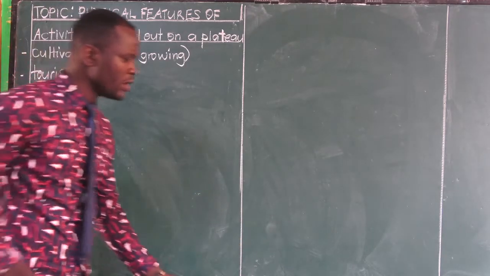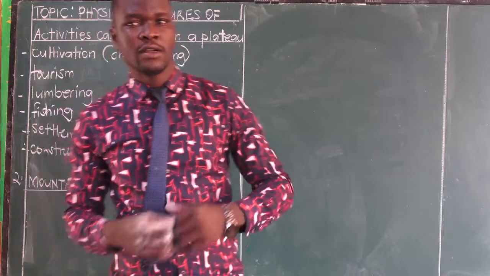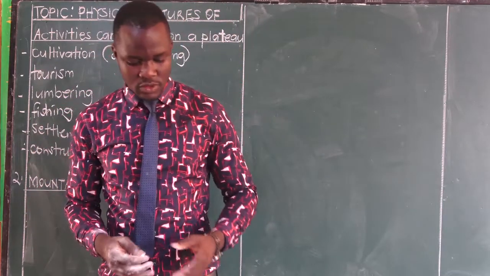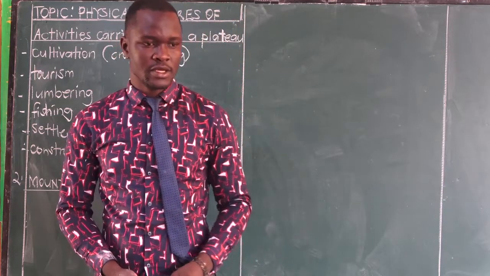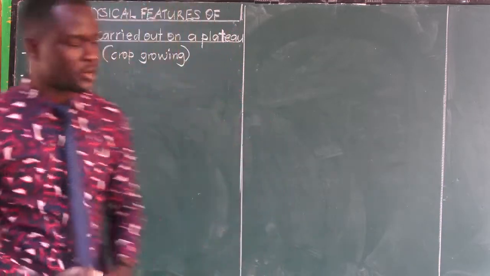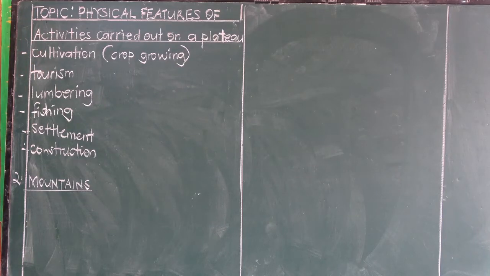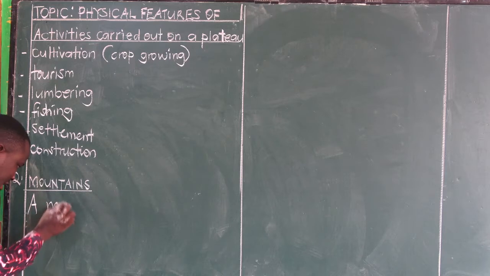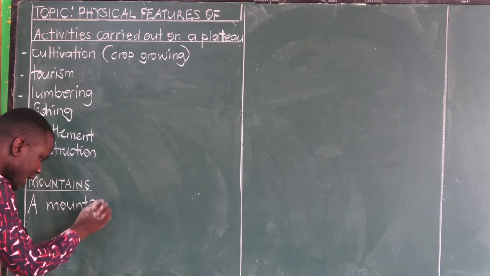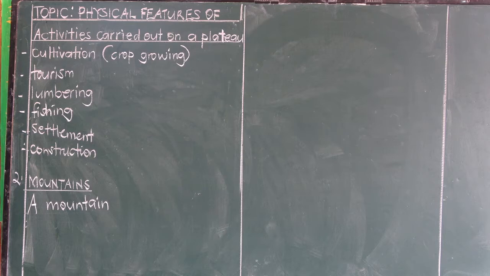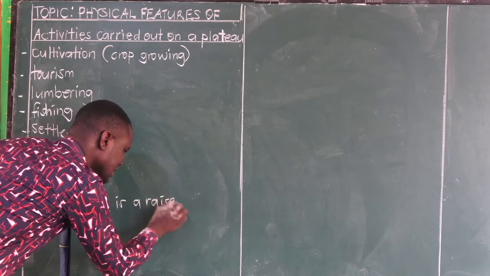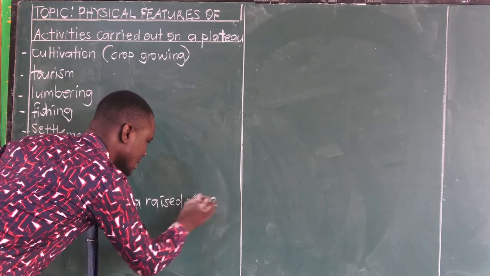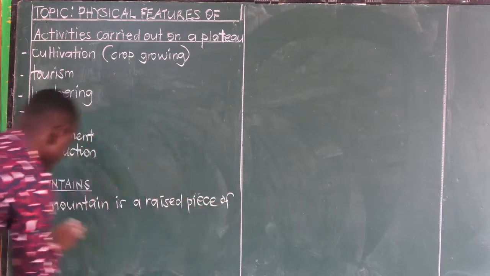Now, we all know what a mountain is. We have all seen mountains, but what I'm so sure of is some of us cannot define what a mountain means. So, what is a mountain? That is what we are beginning to understand first. How do we define a mountain? Someone will say there is even a definition for a mountain. A mountain is a raised piece of land.